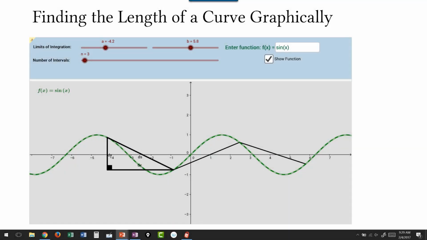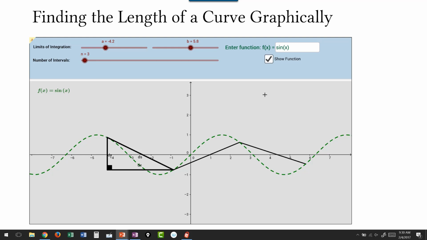This GeoGebra applet shows us the process of taking a curve and splitting it up into line segments. The function here is sine x, but we could change that if we wanted to. And we've split the curve up into 3 line segments, which you can see does not do a great job of approximating the actual curve. To do a better job, we would have to increase the number of line segments. That's done with the slider for n here at the top.